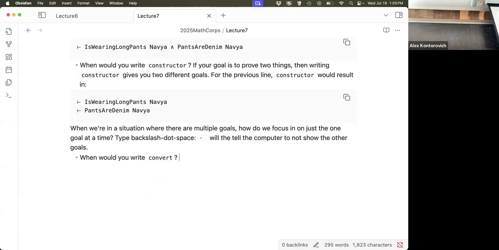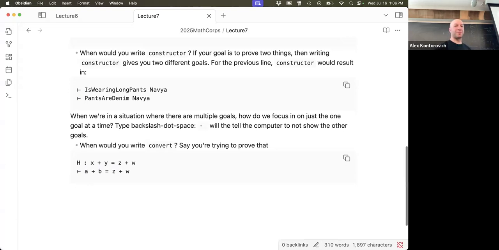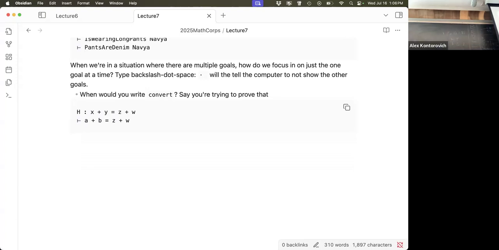Yeah, convert is a really powerful tactic. It can do all kinds of things. Let's say you're trying to prove that, I don't know, give me something that you might want to prove. Say you have a hypothesis H, you know that x plus y is equal to z plus w. And what you're trying to prove is that a plus b is equal to z plus w. Suppose you're trying to prove that a plus b is equal to z plus w, but what you know is that x plus y is equal to z plus w. What will happen if I write convert H?